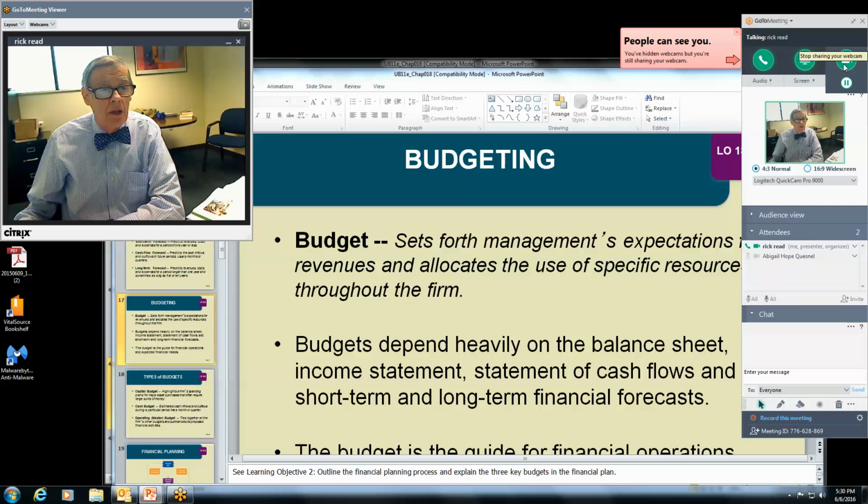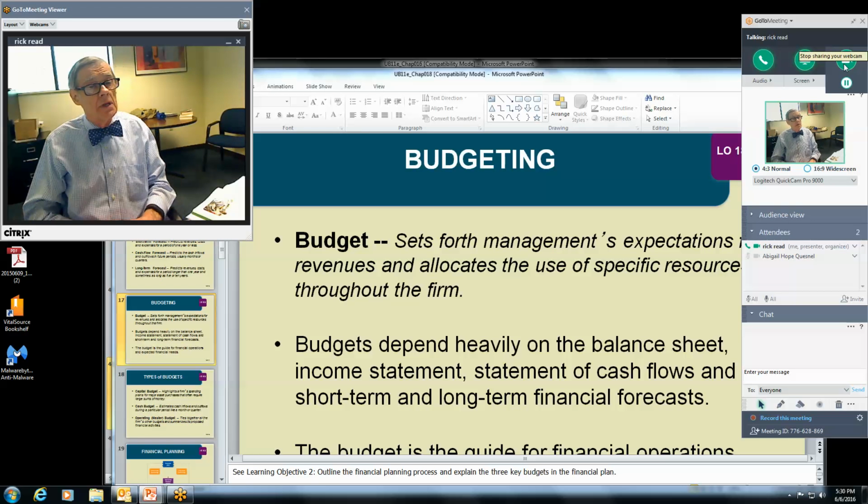Budgets just tell us what we think is going to come in and what we're going to have to pay out over a period of time. We really depend upon the balance sheet, the income statement, and the statement of cash flow to forecast accurately or to make a budget. And then the budget guides us.